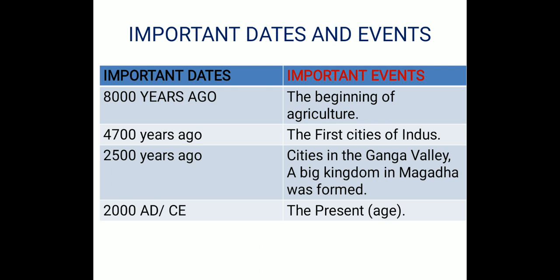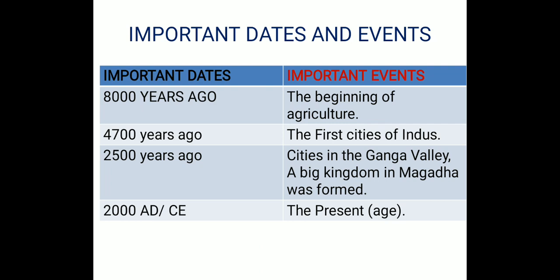So, 8,000 years ago, what happened? 8,000 years ago, the beginning of agriculture. 4,700 years ago, the first city of Indus was established. 2,500 years ago, cities in the Ganga Valley were established, and a big kingdom in Magadha was formed.